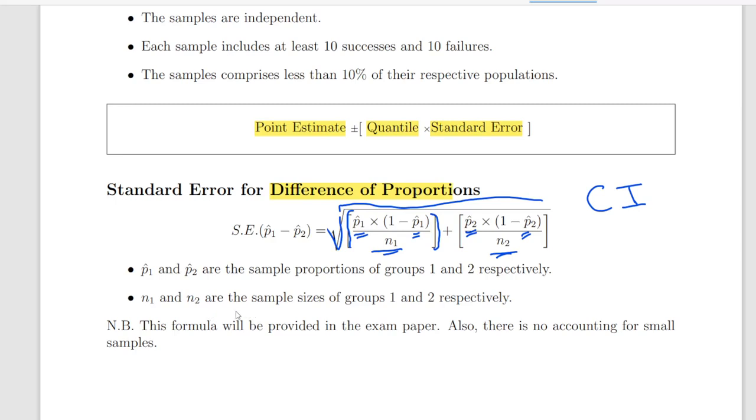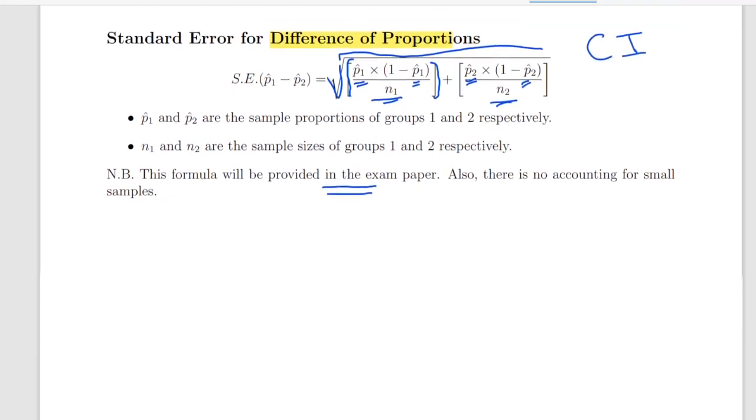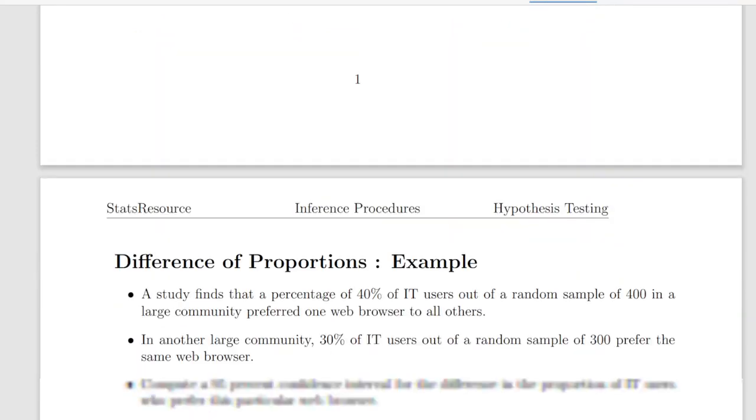Now, you should see something like this in the back of the exam paper, or some sort of log tables or something like that. That's fairly consistent because it's not something you easily remember. Just as a quick remark, there's no accounting for small samples in any of these questions relating to proportions. They are assumed to be large sample procedures. Okay, so we don't have to worry about that.